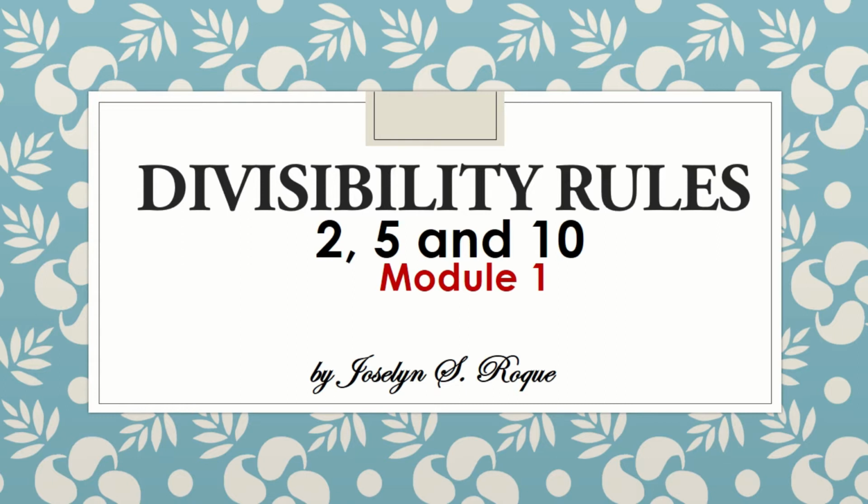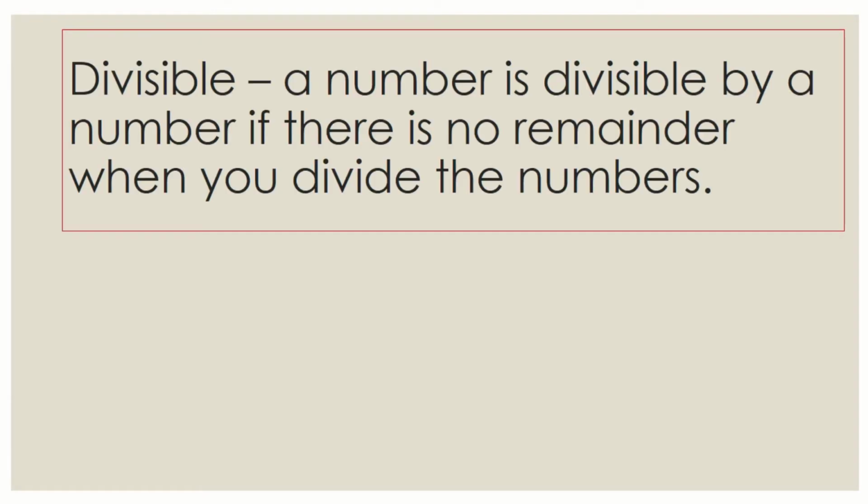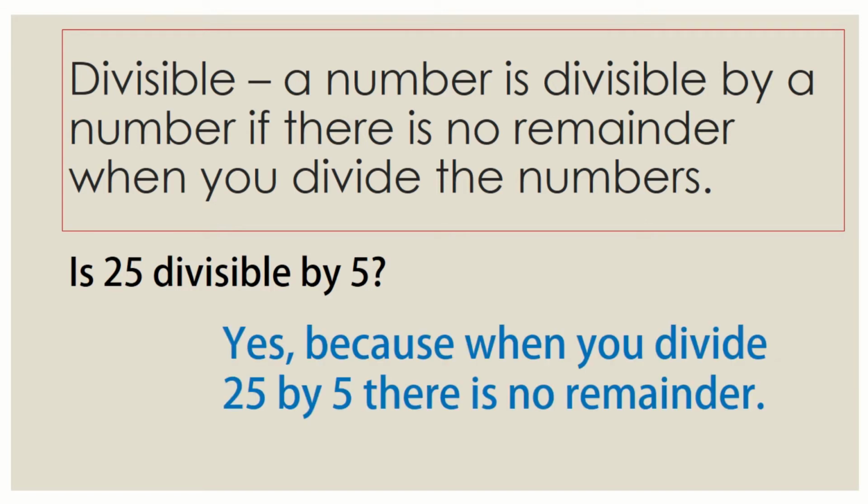Today, we're going to discuss divisibility rules for 2, 5, and 10, and this is under Module 1. To start with, let's know the meaning of divisible first. A number is divisible by a number if there is no remainder when you divide the numbers. Is 25 divisible by 5? Yes, because when you divide 25 by 5, there's no remainder.